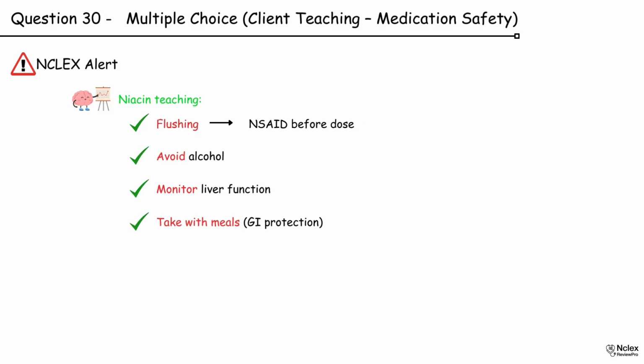Here's your NCLEX alert. Niacin teaching includes 4 key safety points. Flushing can be reduced with a nonsteroidal anti-inflammatory drug taken before the dose. Avoid alcohol. Monitor liver function. Take the medication with meals for gastrointestinal protection. The exam often tests whether you recognize liver red flags. Clay-colored stools are not normal.